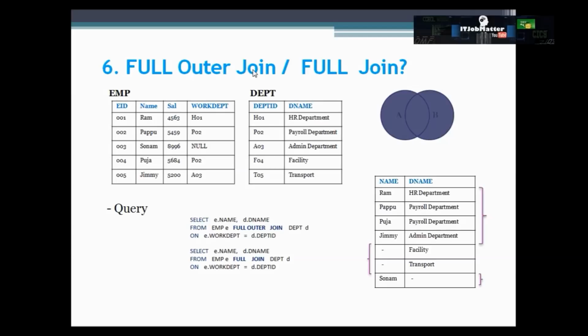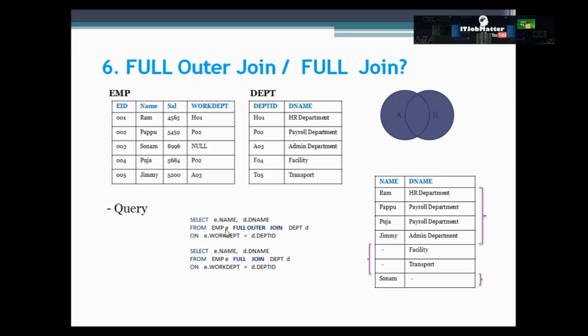Next is full outer join, which is also known as full join. In this join operation, we try to join table A and table B in such a way that it returns all the matching rows from both the tables and non-matching rows from table A and table B as well, and the missing values in rows of the result set will contain null. This is the pictorial representation of full outer join or full join, and this is the SQL query for full outer join or full join.